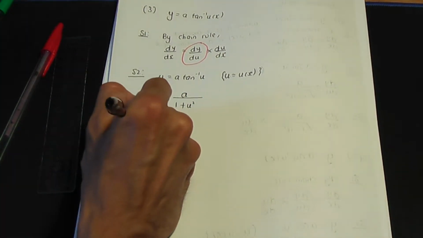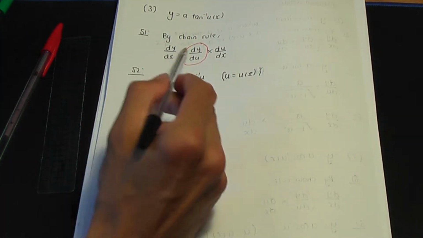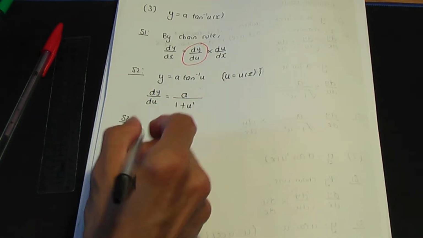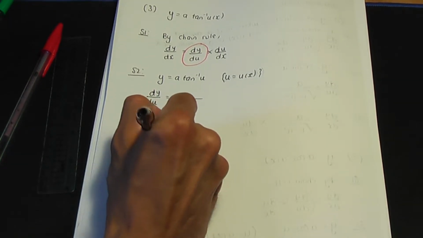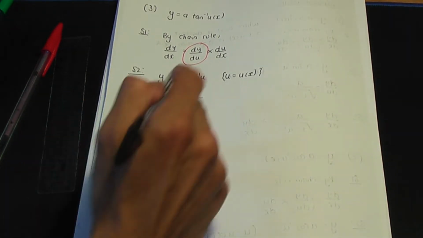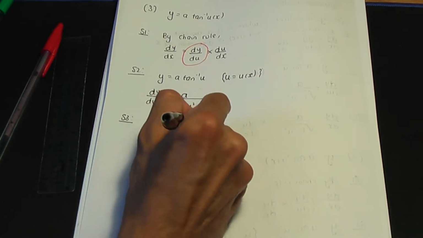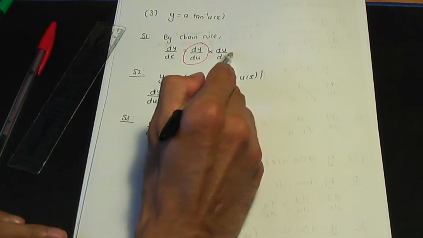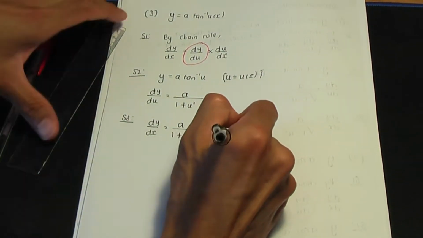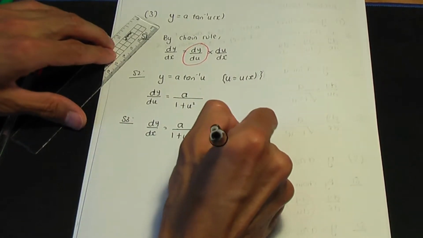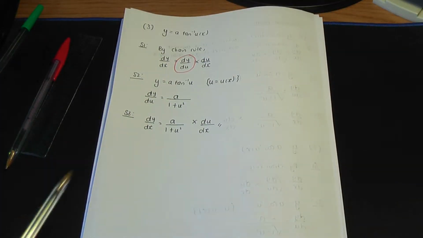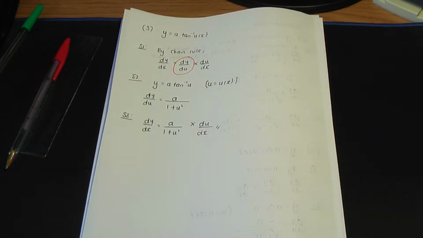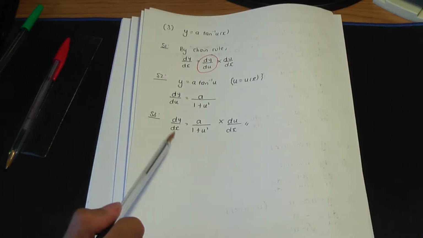So further to that, final step, step 3, if I replace dy by du by this result here, I'm going to have dy by dx equal to dy by du, which is a over 1 plus u squared, multiplied by du over dx. So that is the result for the derivative of a tan inverse ux, and a must be a constant in order for you to use this result.